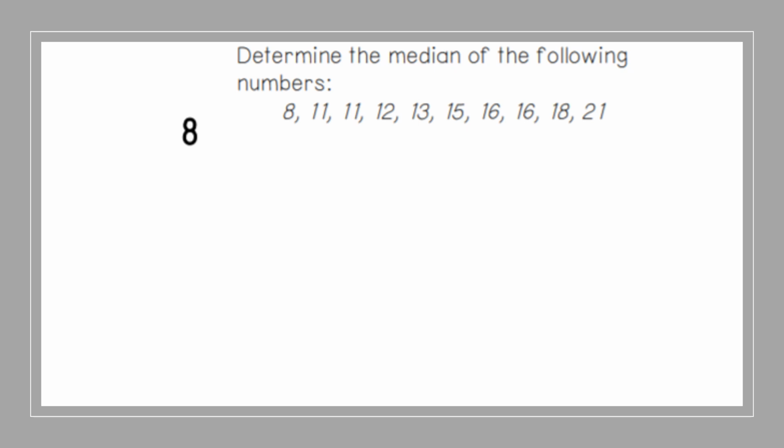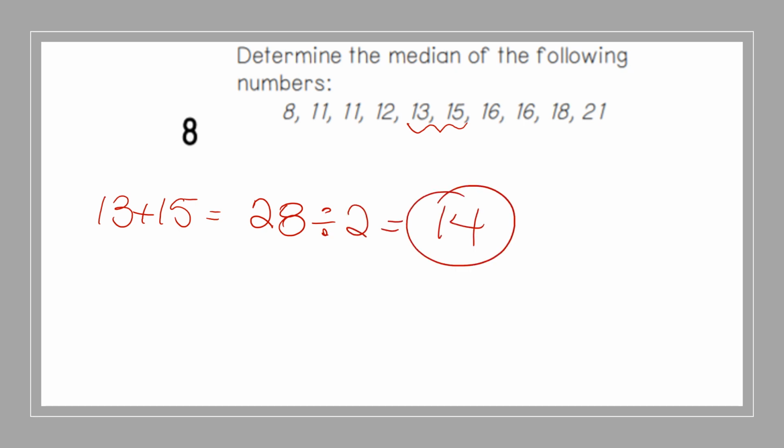Number 8, determine the median of the following numbers. These are already in order from least to greatest, so you just need to figure out where the middle is, and you may have more than one number in the middle. So figure that out. We end up coming up with 13 and 15. They're pretty close together. Most of the time you can gauge and figure out without doing the mean what the middle number is, but if you are not sure, find the average by adding these two together. 13 plus 15 is 28. We would divide that by 2. And so 14 would be my median for this one.